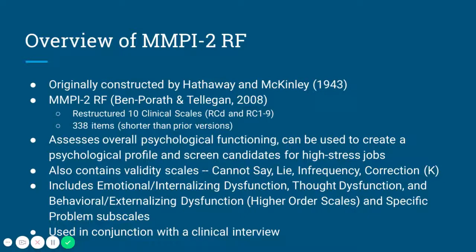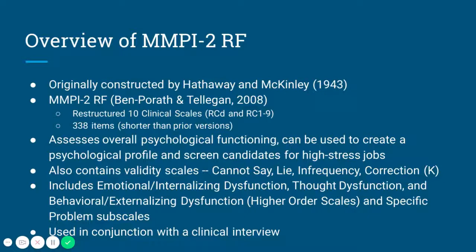First, an overview of the MMPI-2 restructured form. The MMPI was originally constructed by Hathaway and McKinley in 1943. The restructured form is most recent, in 2008, by Ben Porath and Tellegen. They restructured 10 clinical scales, which are numbered 1 through 9, and there's also an RCD, depression. There's 338 items, which is shorter than in previous versions.